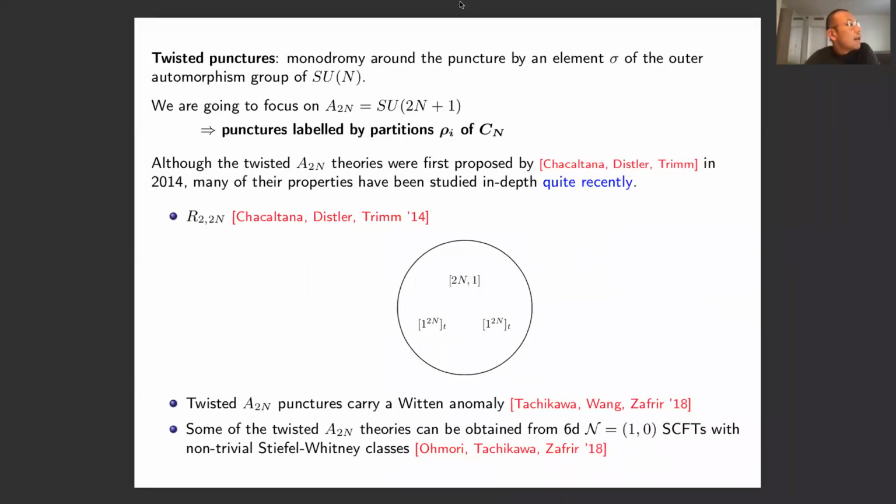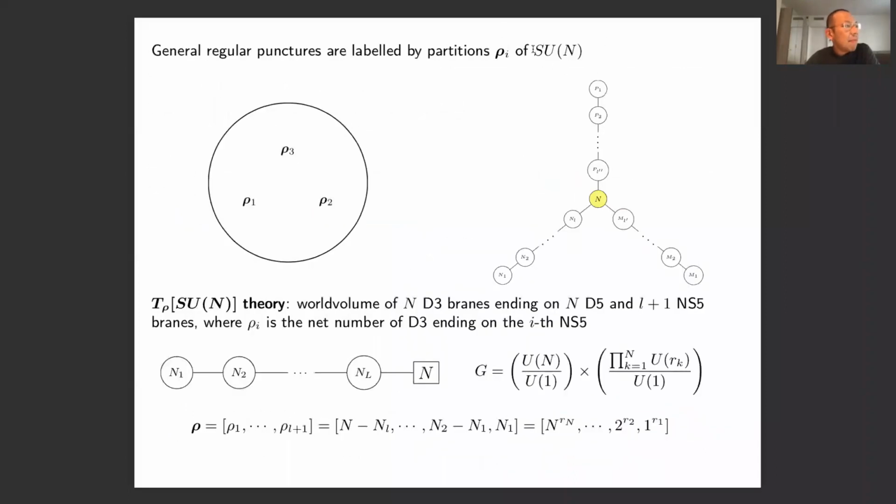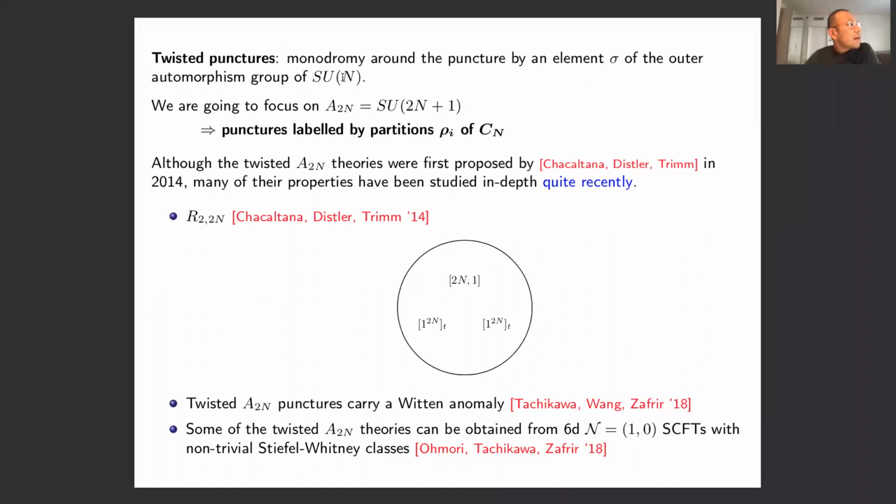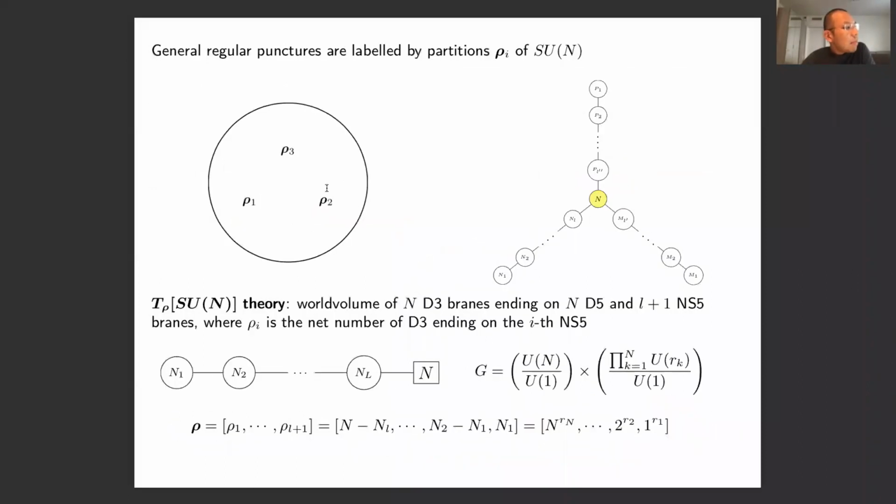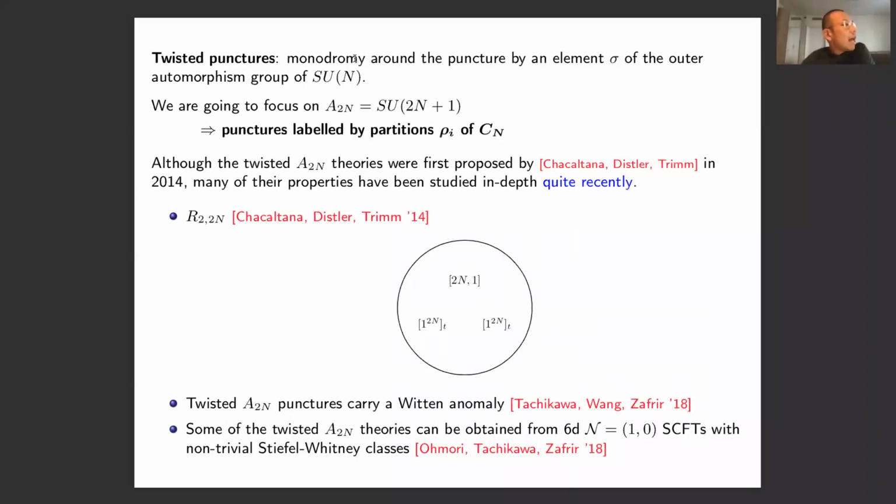Now, the puncture, this is of type A_{N-1}. However, you can introduce something more sophisticated. It's called a twisted puncture, which means that since this puncture is a codimension-2 defect, you can use the monodromy around the puncture. You can use basically the outer automorphism of SU(N) to twist some of these punctures. So today in this talk, I will focus on one type of twisting.